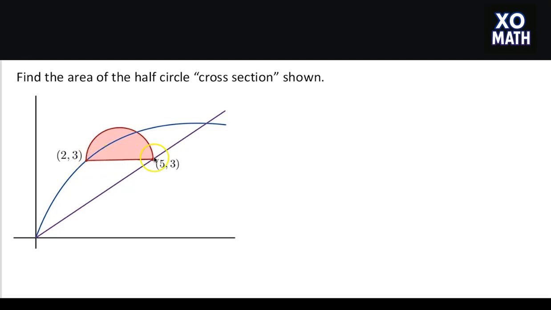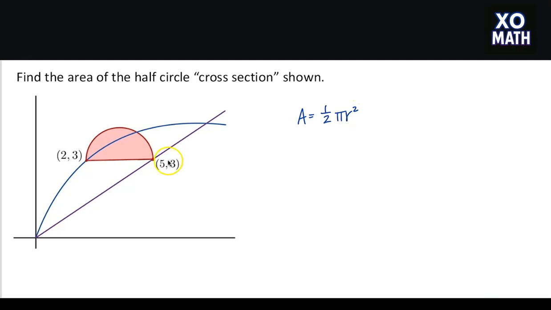dimension. And so the base of this cross section would form the diameter of the half circle. One end of the diameter is on this curve and it goes through the point (2, 3), and the other end is on this line and it passes through the point (5, 3). So to find the area of half of a circle, we're going to use the formula 1/2 pi r squared, half of the area of a circle formula.